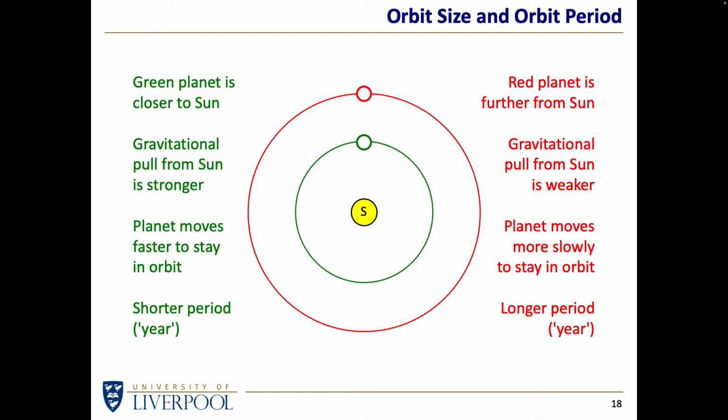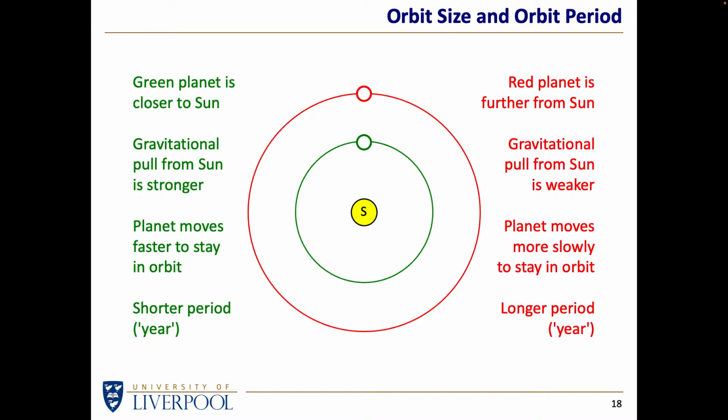Now, in terms of orbits, there's only really one basic concept that you need to understand orbital mechanics. The devil is in the detail, but the basic idea is relatively straightforward to get your head around. Imagine we have two planets going around the sun. The green planet is closer to the sun, so its gravitational pull is stronger. Remember the cannonballs on top of the mountain? If you've got strong gravity, you need to go fast in order to stay in orbit.